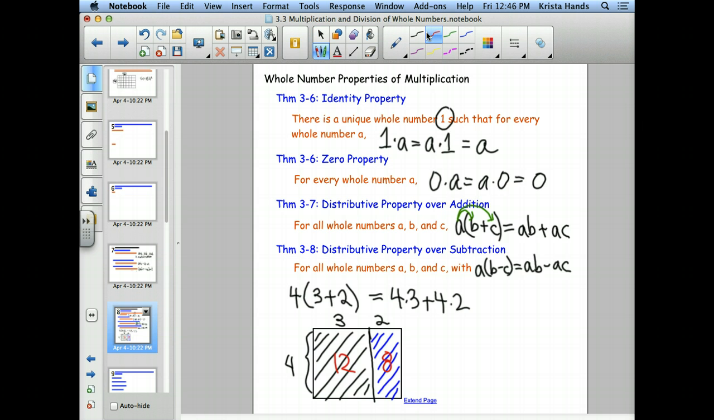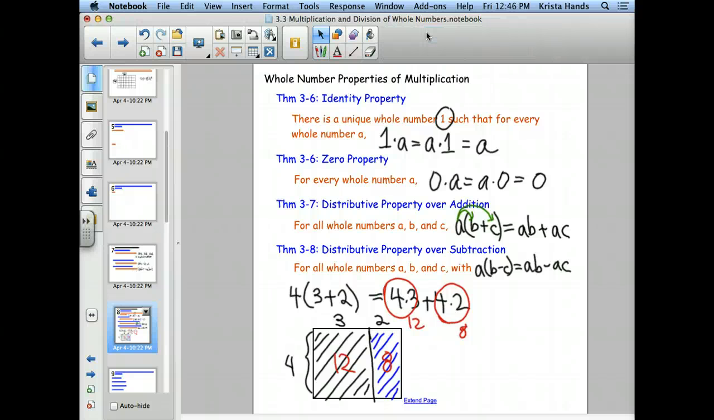And notice that's the 12 and the 8 that you get when you distribute. That's what you're doing in the picture. You're breaking it into pieces. And of course, it's the same thing if you were to take the whole value, 3 plus 2, which is 5, and multiply that by the same 4.